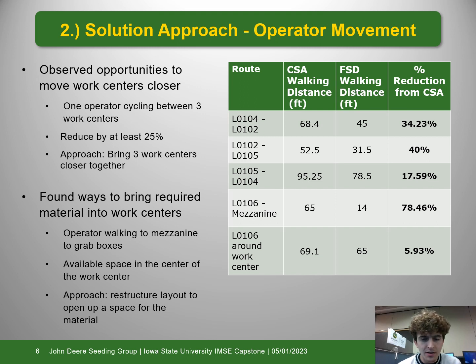Through observation of the bay build area, our team was able to find ways to move work centers around so that we could reduce the walking distance for an operator cycling between 3 specific work centers. Our goal was to reduce the total walking distance by at least 25%. Our team also found ways to bring required materials into the work centers in which they were needed. We did this by restructuring the layout to open up space in these work centers. This also helped reduce the walking distance for these operators. On the right is a table that shows the current route taken for the operators, the walking distance before restructuring the layout in the CSA column, the walking distance after restructuring in the FSD column, and the percent reduction.